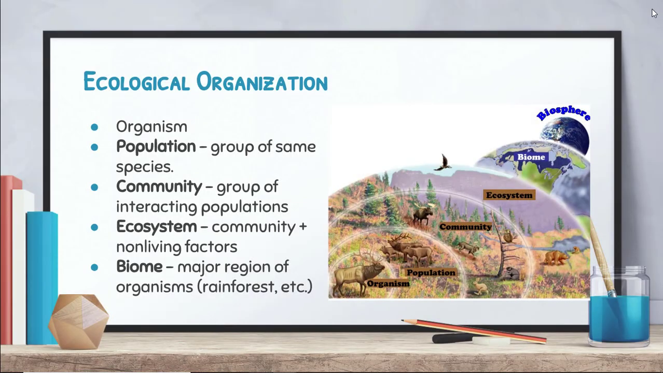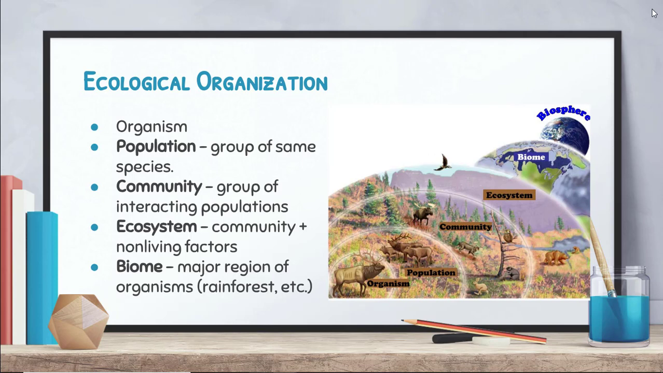So what is the organization for ecology? Well, we look at it on the smallest possible level. We have an organism. An organism is essentially one living thing. We have a group of the same species, and that gives us a population. So we can have a population of wolves, population of humans, population of cockroaches, etc. Community is a group of interacting populations. So the group of wolves, groups of cats and trees and whatnot, that forms a community. So interacting populations make up a community.